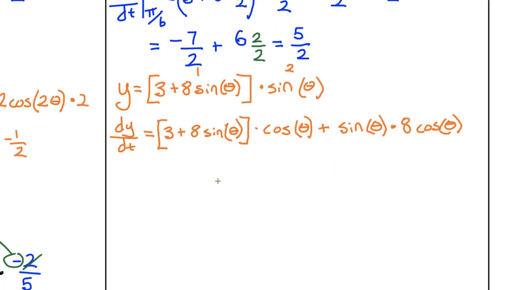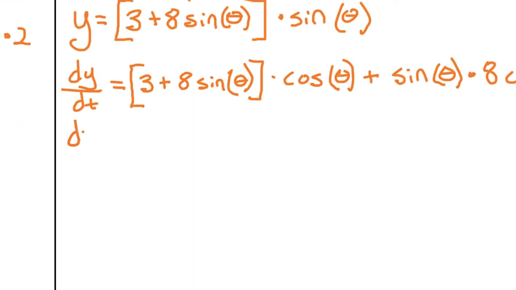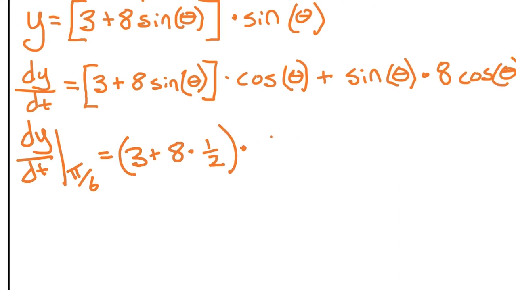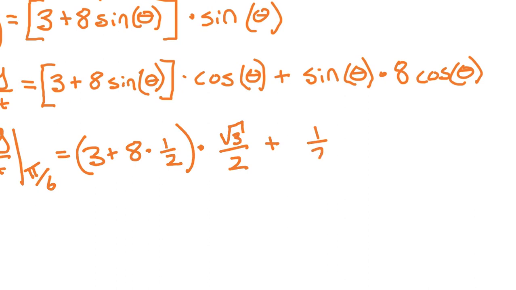Now we're going to plug in pi over 6 again. So what is dy/dt when I plug in pi over 6? This is going to be equal to, I have 3 plus 8 times, okay, what is sine of pi over 6? That's going to be 1/2. And then all of this thing is going to be multiplied by cosine of pi over 6, which is the square root of 3 over 2. Plus, sine of theta, we already said was 1/2, times 8, and then cosine of pi over 6 is, again, square root of 3 over 2.